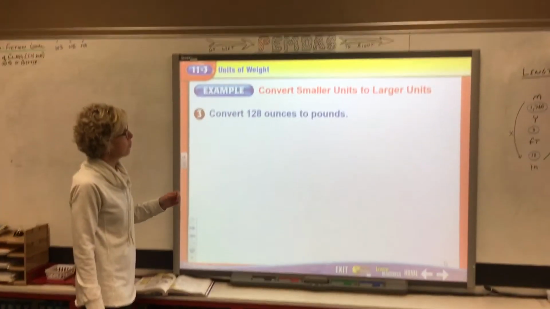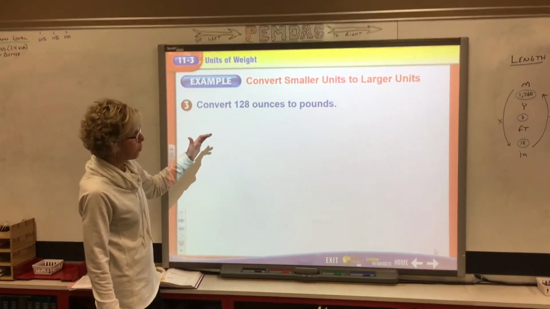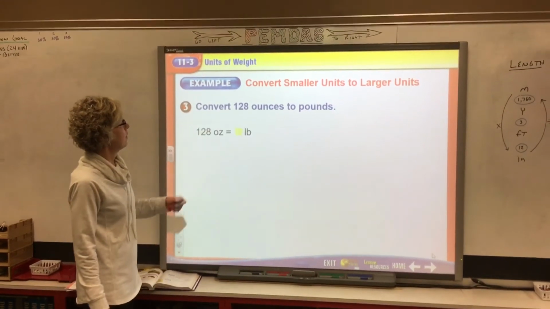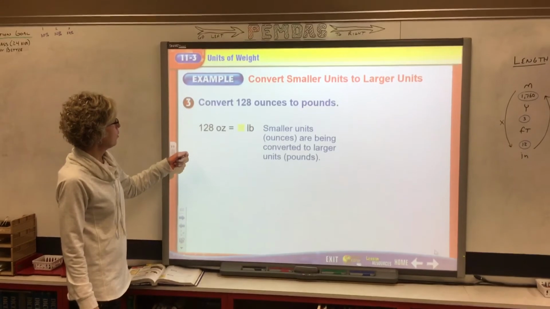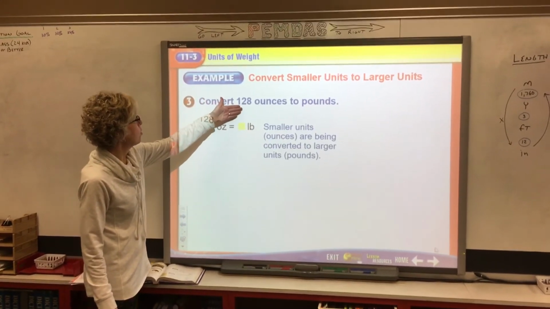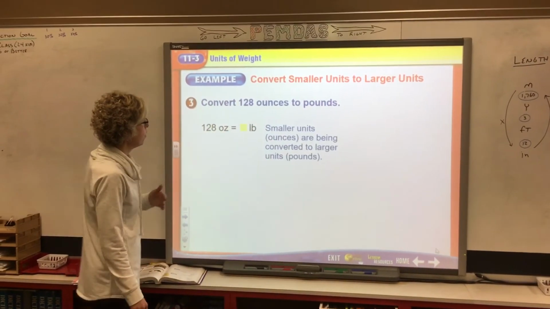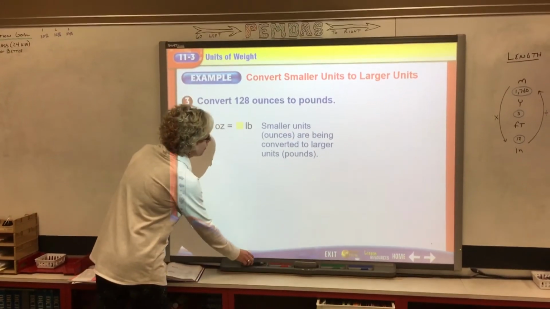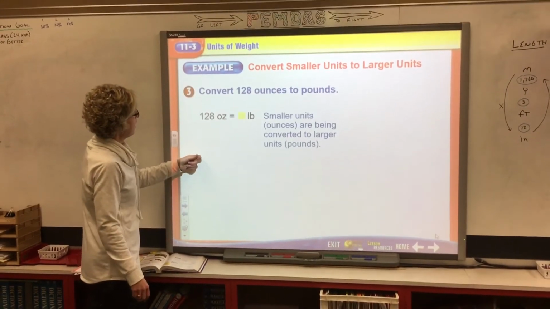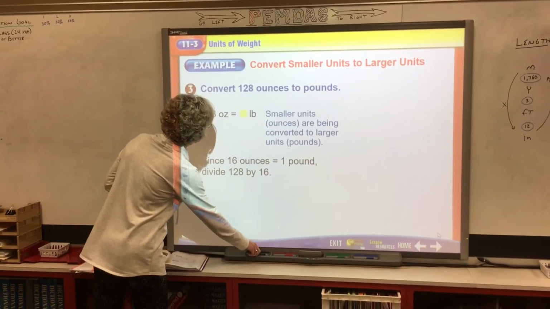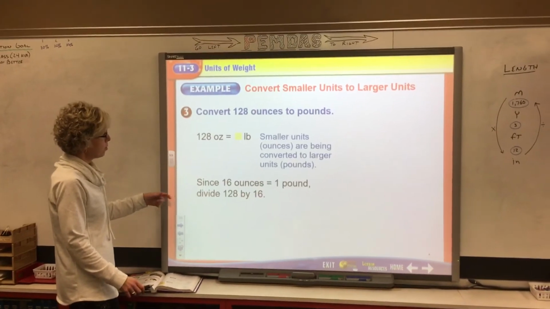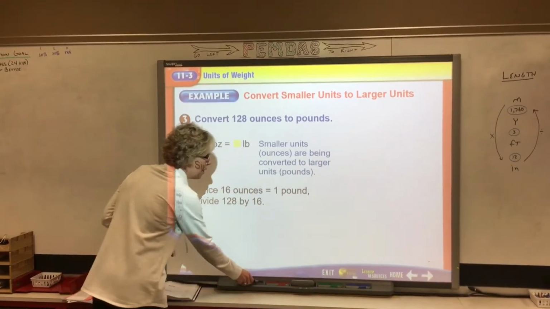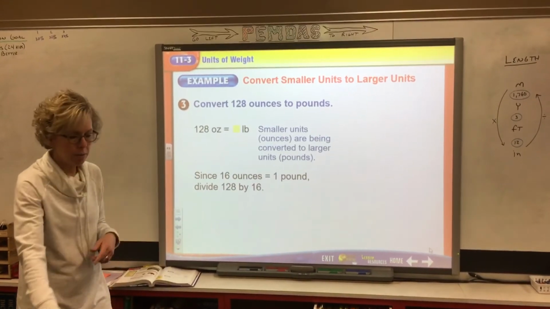Now, we're going from smaller to larger. And again, when we look at that, and we're going from smaller to larger, we're going to divide. Okay, so if you're going to convert 128 ounces to pounds, we're going again from smaller to larger, so we're going to divide. There are 16 ounces in a pound, so we would take 128 divided by 16.